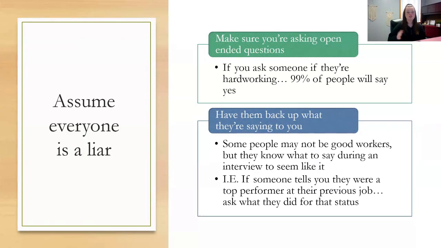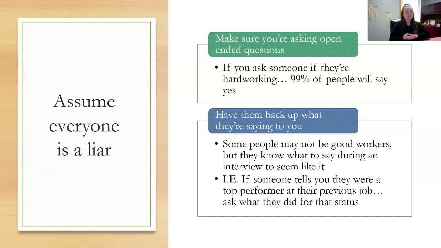So the title on this is "Assume Everyone is a Liar," and that might sound a little bit harsh, but basically the basis behind that is that we want to make sure that people are good workers and not just good interviewers. So asking open-ended questions, if you ask somebody if they're hardworking, they're going to say, yeah, well, 99% of them. I've had some people tell me that they aren't hard workers, and that's caught me off guard. But by asking more direct questions that they can't just answer with yes or no.